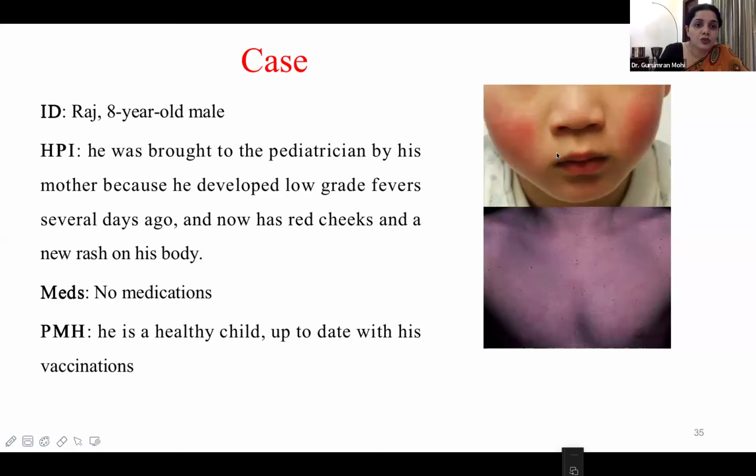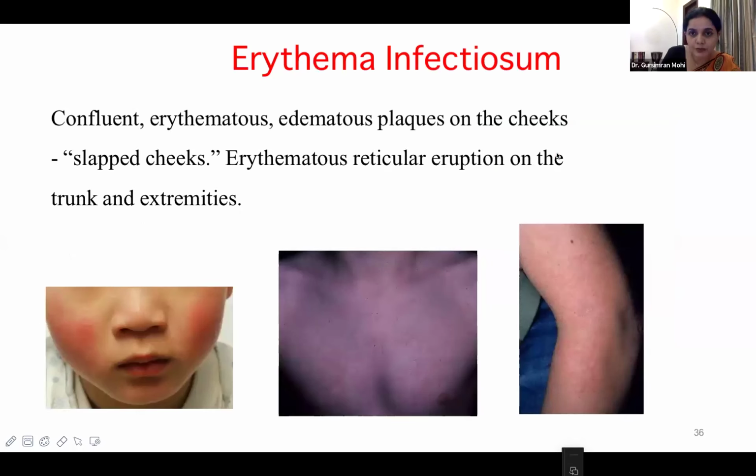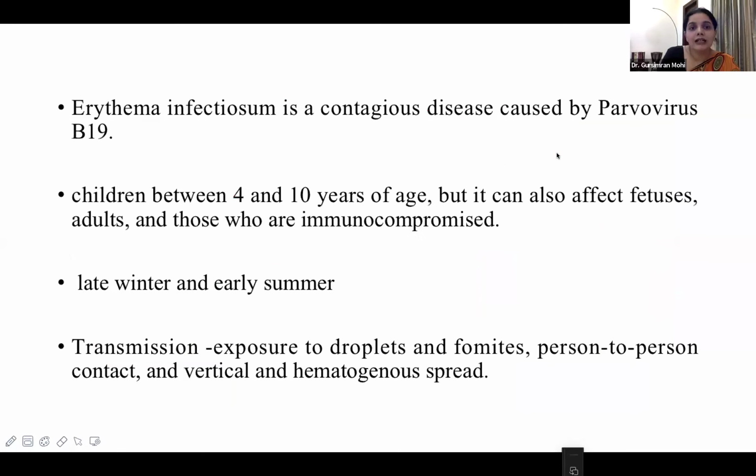An 8-year-old male was brought to the pediatrician by his mother because he developed low-grade fever several days ago and now has red cheeks and a new rash on his body. I think everyone can get this. The patient has edematous marks on the cheek, and classically it is a slapped cheek appearance. So this is erythema infectiosum caused by parvovirus B19.